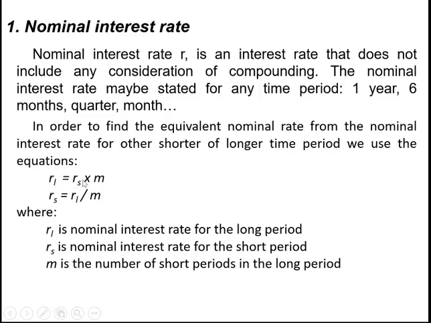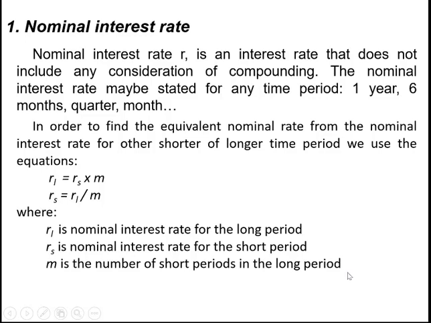RL equals RS times M, or RS equals RL divided by M, where RL is the nominal interest rate for the long period, RS is the nominal interest rate for the short period, and M is the number of short periods in the long period.